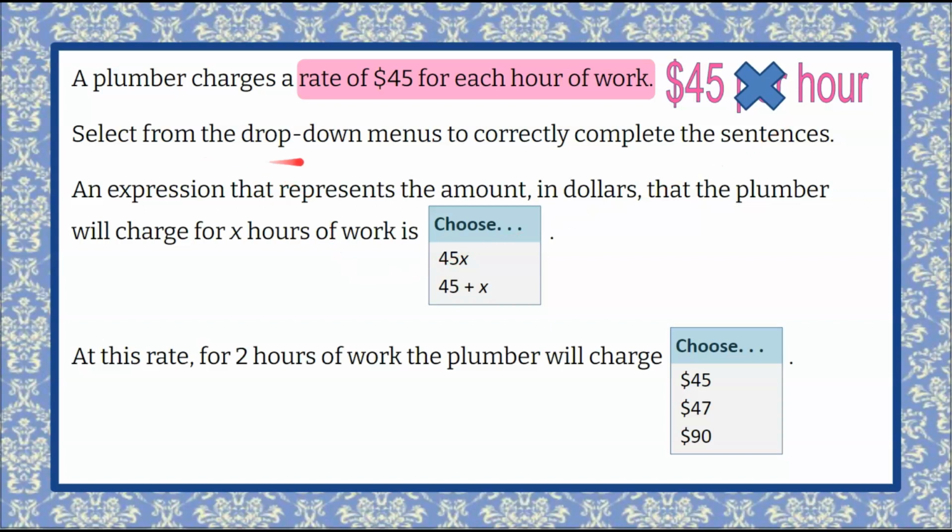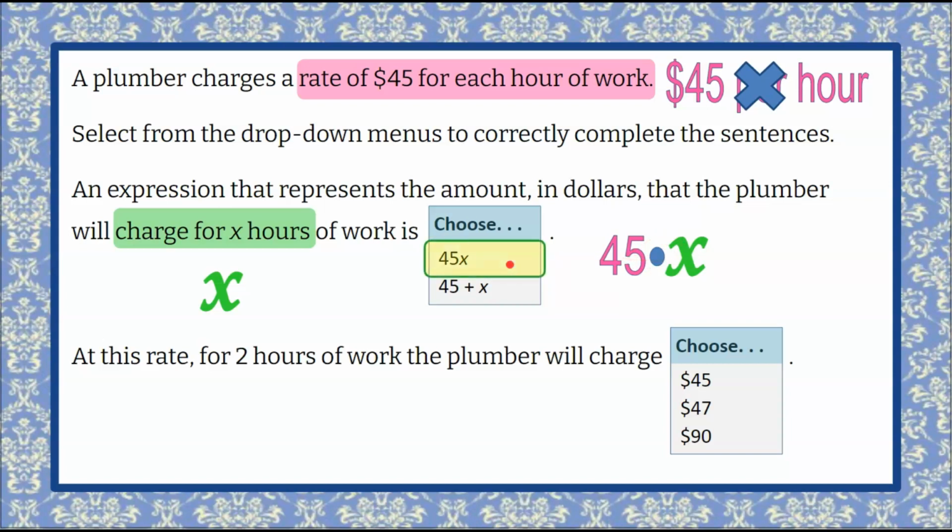So here we go. Let's select from the drop-down menus to correctly complete the sentences. An expression that represents the amount in dollars that the plumber will charge for x hours of work. We're using the variable x to represent the number of hours. So we know from up here that we're going to take the number 45 for the amount of money they make, and we're going to multiply by the number of hours, which we know is x. So 45 multiplied by x. And in algebra, the multiplication sign is invisible between the coefficient and the variable. So we have 45x as our solution.